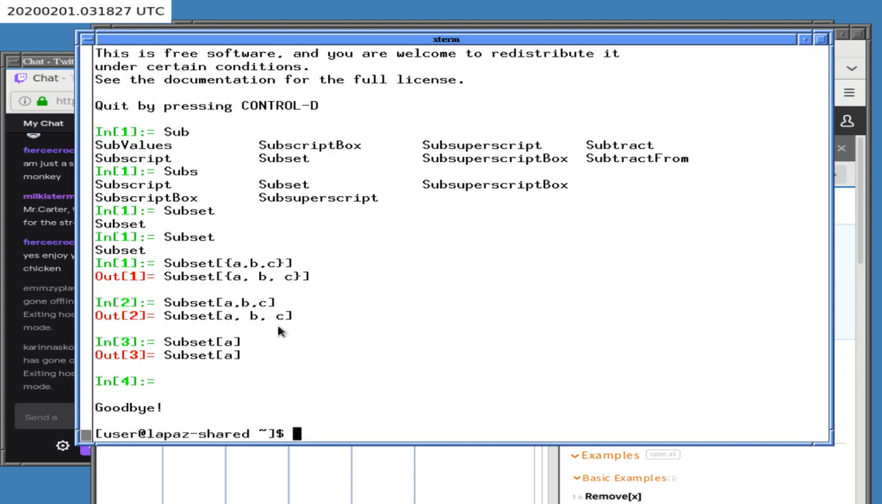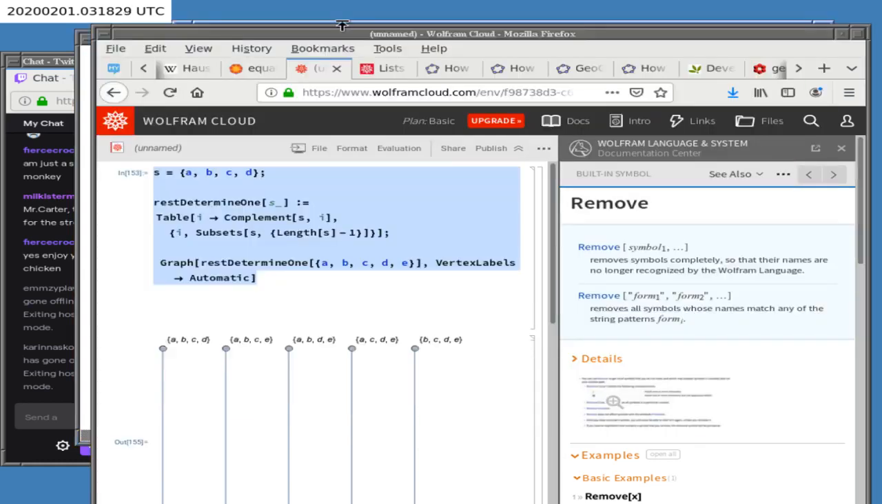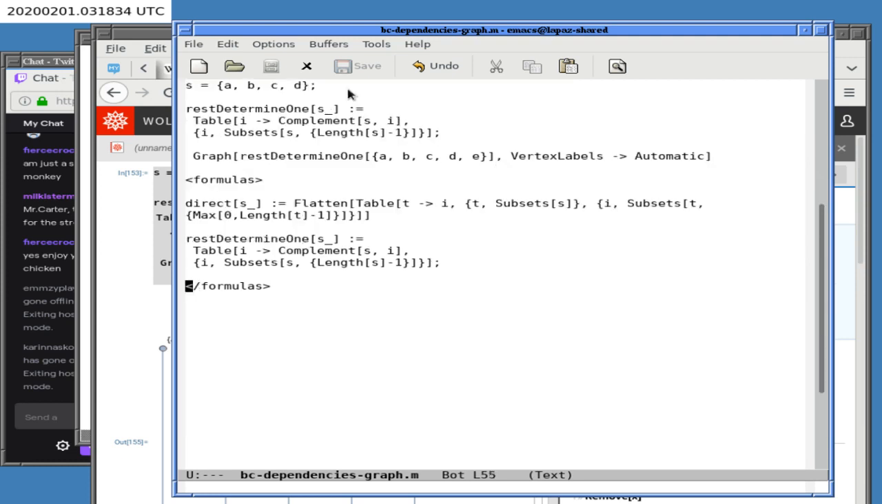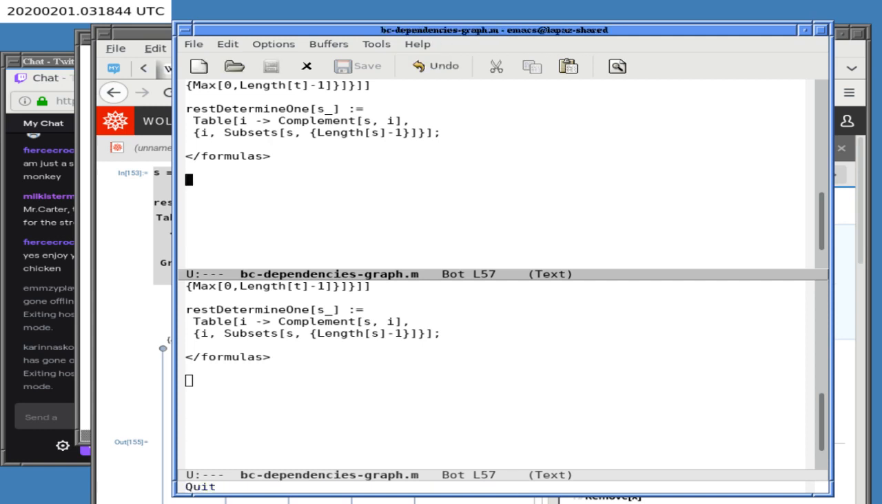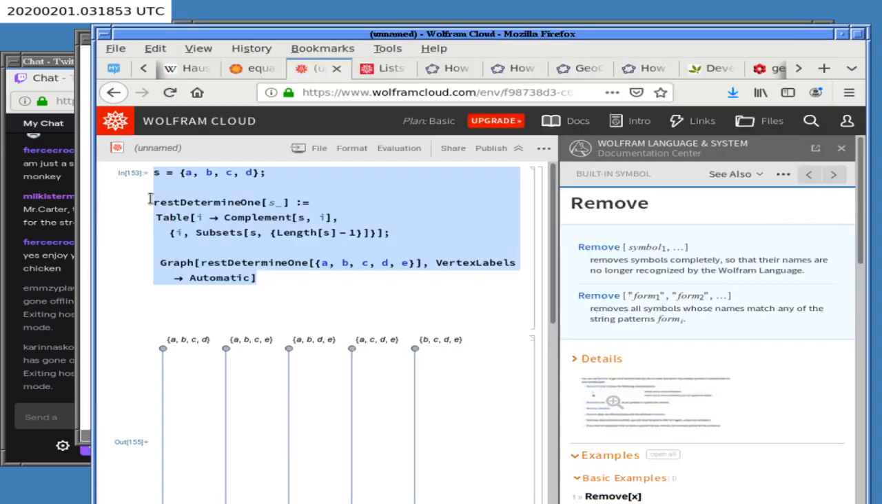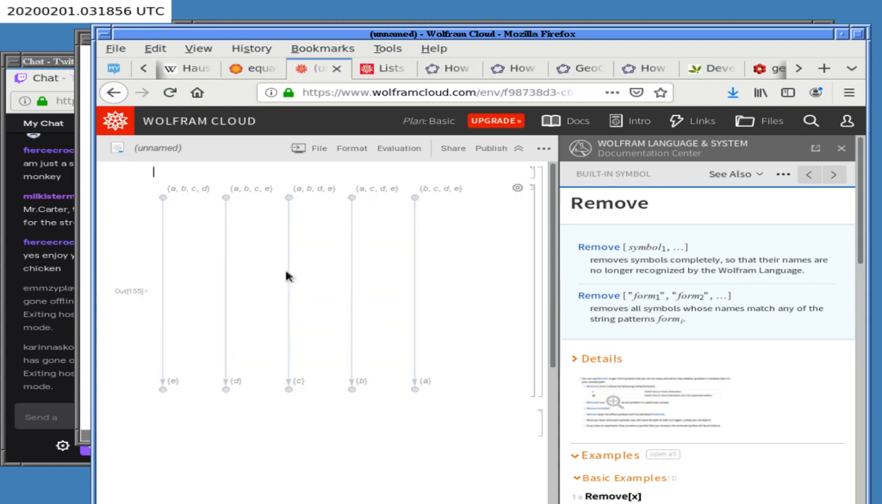Okay. Another suckiness for Mathics. Okay, so now let's go back to the very first of our formulas for the ellipse. And I guess we don't have it defined as rels anymore, so we kind of have to do it this way, which is okay, I think.